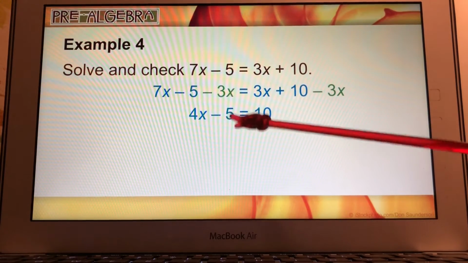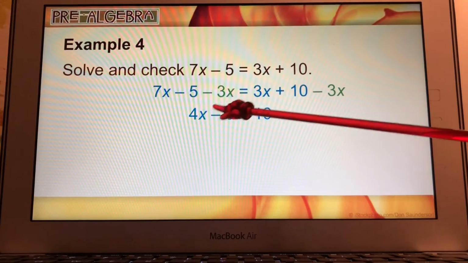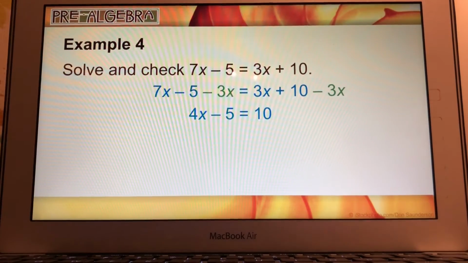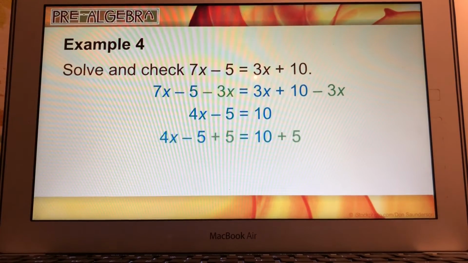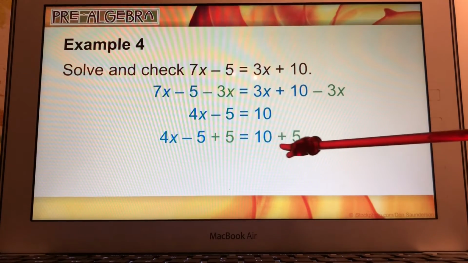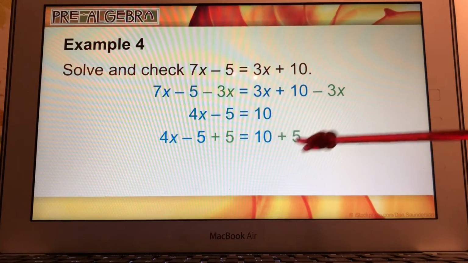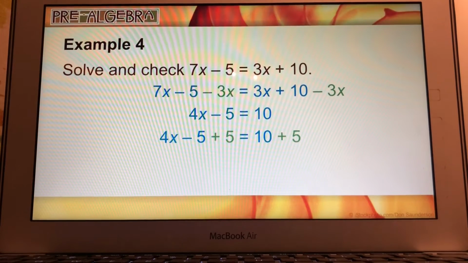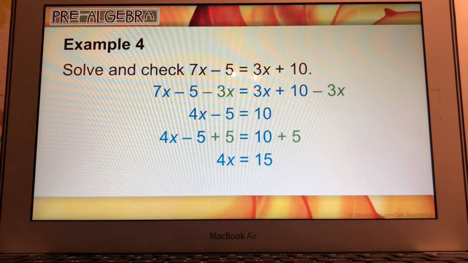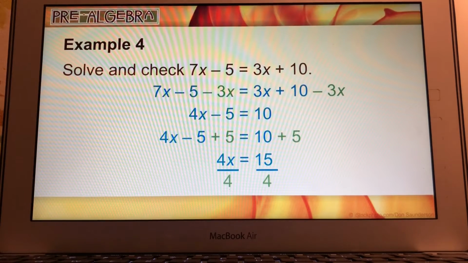Well, then I'm going to bring this minus 5 and bring it over here. Remember, our inverse operation of minus 5, the opposite of subtracting 5, is adding 5. So minus 5 plus 5 becomes a 0. But I have to do the same to this side of the equation, plus 5. So now I am left with 4x equals 15. And then to get x by itself, I have to divide by 4. And my x is going to be 15/4. And you can leave it like that, okay?